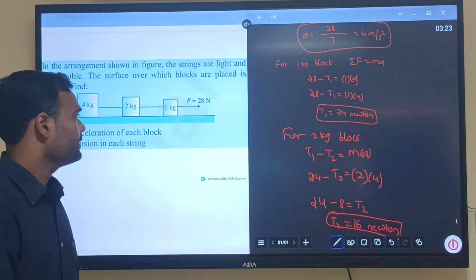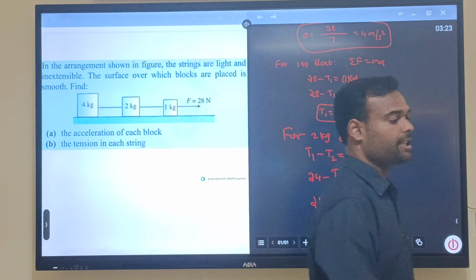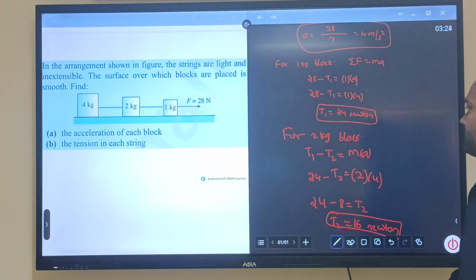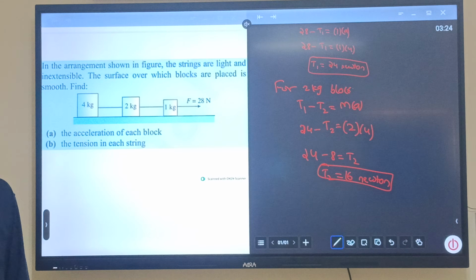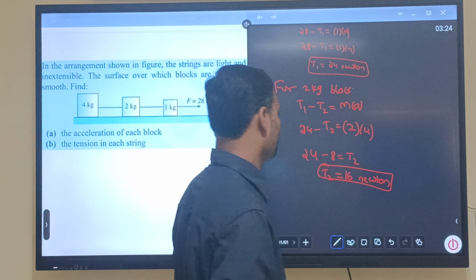This is the number 2 case, an application oriented problem. Then we found what they are asking: the acceleration of the system, similarly, T1 and T2 values. Clear?